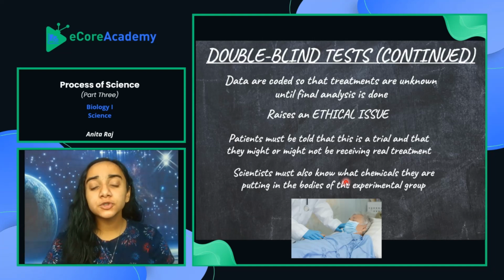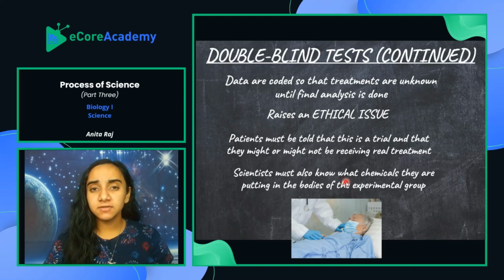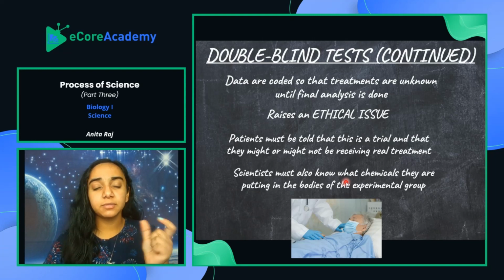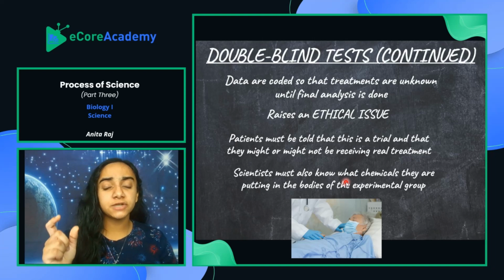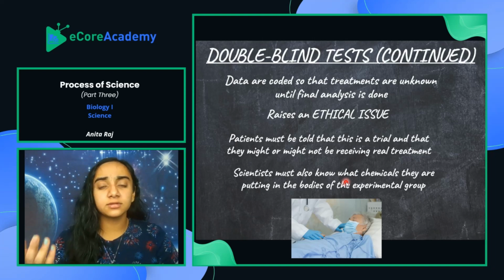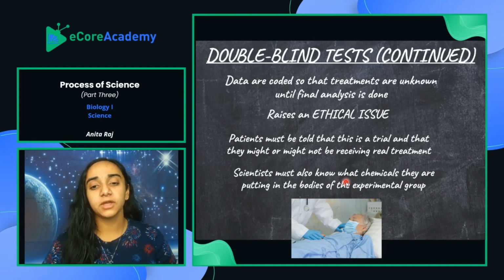They have to also be told that this is a double-blind test. So they might be receiving the medicine or they might be receiving a sugar pill. If they receive the medicine, they could be receiving potential treatment to cure their disease. If they are receiving the sugar pill, it's not going to help cure their disease, so it's not going to make their condition any better. So they need to be told that.